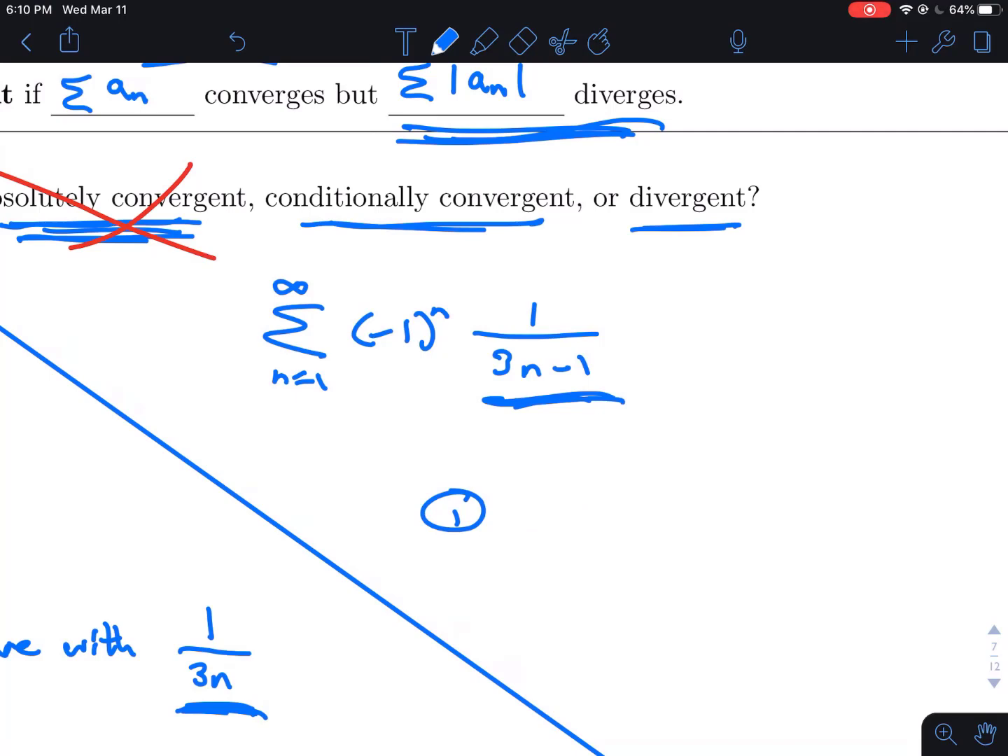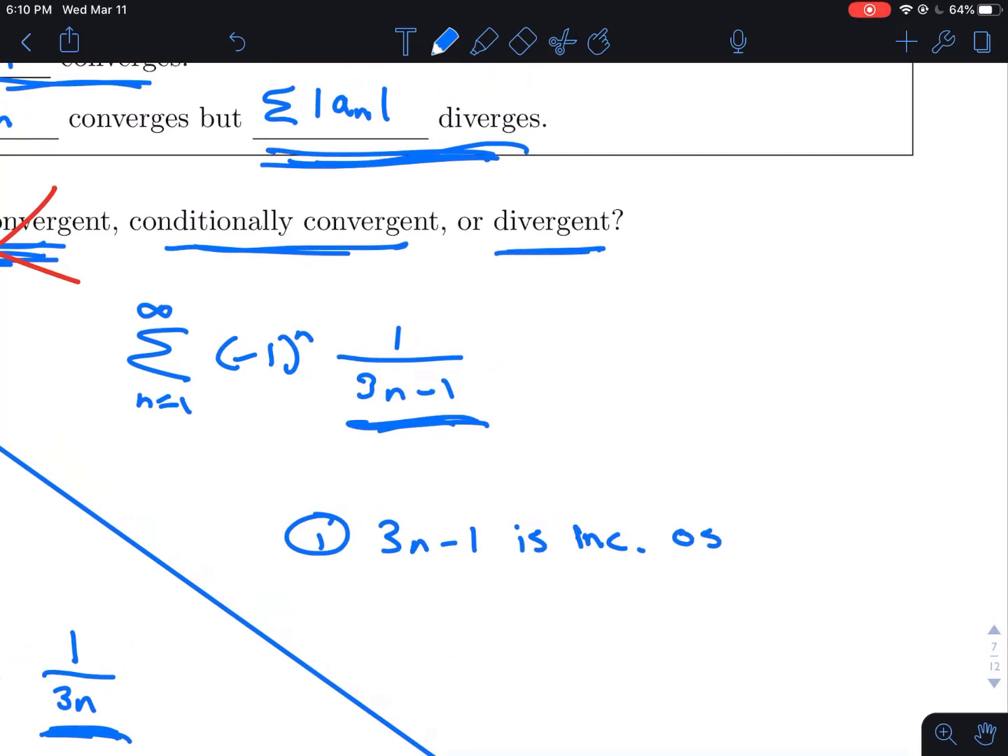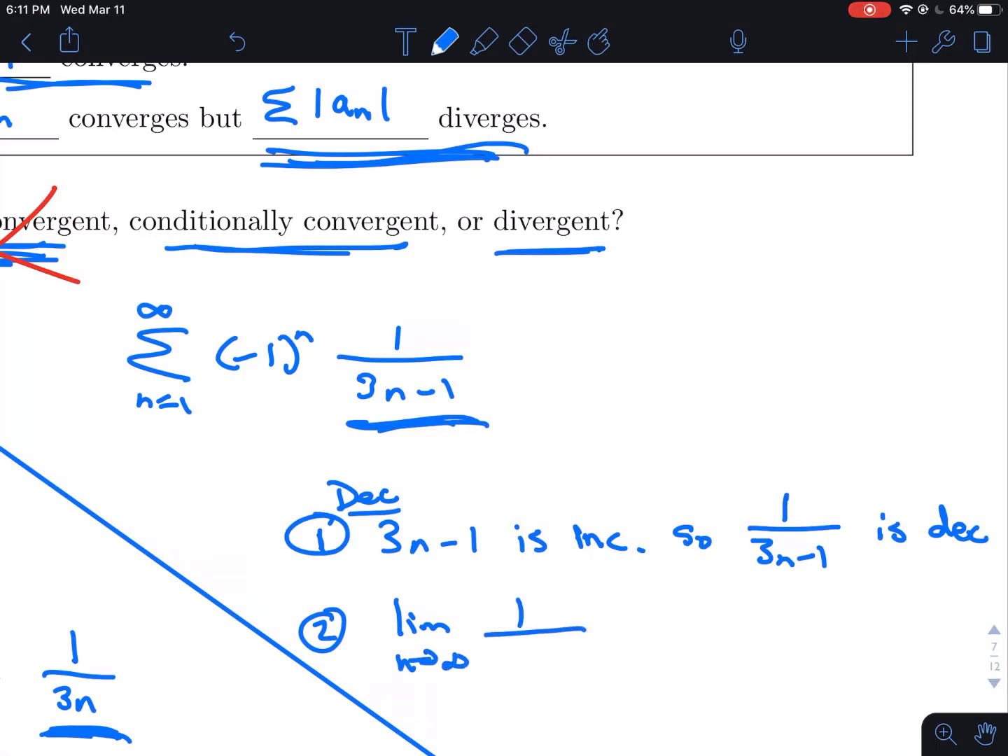Actually, let me just write out the answer here, that 3n minus 1 is increasing. So the reciprocal, 1 over 3n minus 1, is decreasing. So that works out. It's decreasing. So again, this was work for decreasing. The second condition is that we need to look at the limit, right? The limit as n goes to infinity of our b sub n's, and we hope that it's 0, and in this case it indeed is, right?